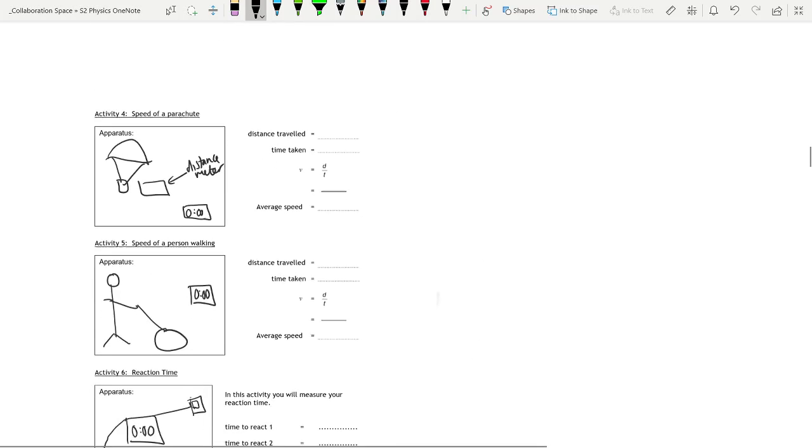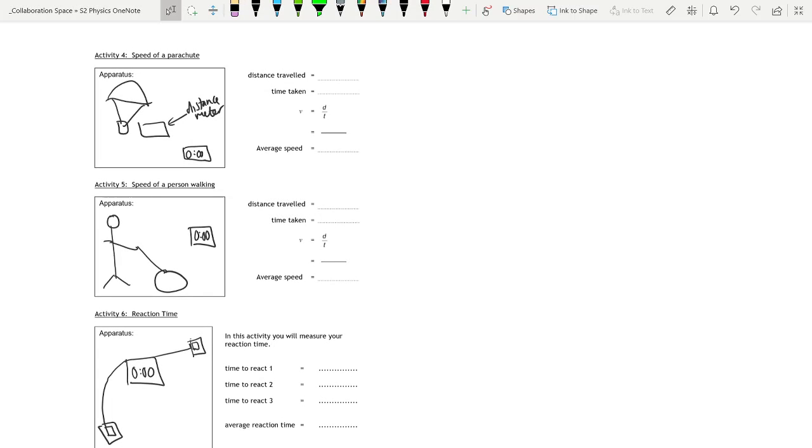The next one, and some of you did this when you did your friction experiments, is the speed of a parachute. So what we have is a parachute attached to a little cork. And again, we use that distance meter to measure the distance that that parachute will be dropping. So the distance that it dropped, we dropped it from 1 meter. And the time it took to drop that 1 meter was 0.66 seconds. So to find the speed of that parachute, it's distance divided by time. So 1 divided by 0.66, and that comes to 1.51 meters per second.